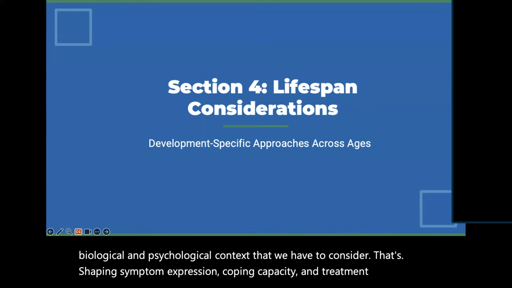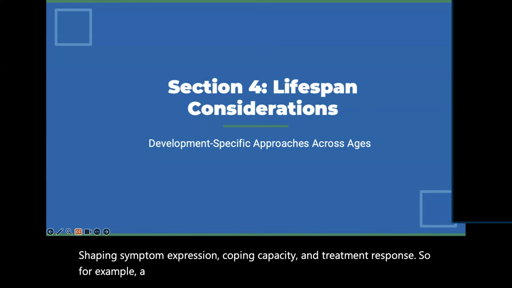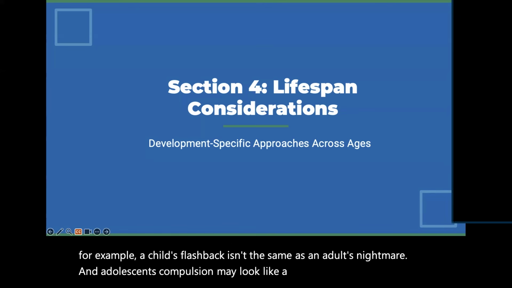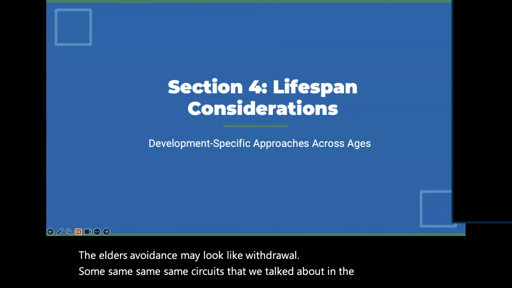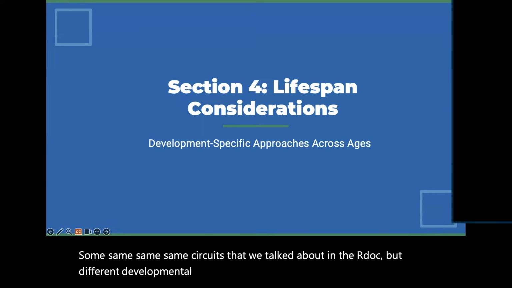So, for example, a child's flashback isn't the same as an adult's nightmare. An adolescent's compulsion may look like rebellion. The elder's avoidance may look like withdrawal. Same circuits that we talked about in the RDoC, but different developmental scaffolding. So why does this matter?